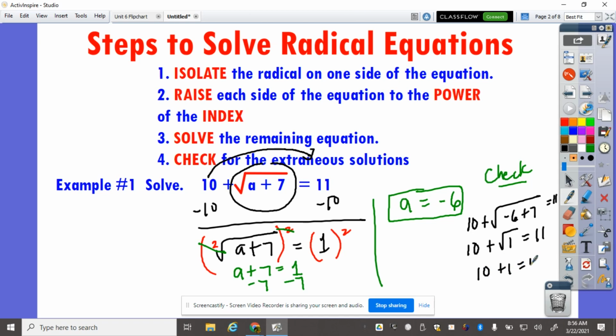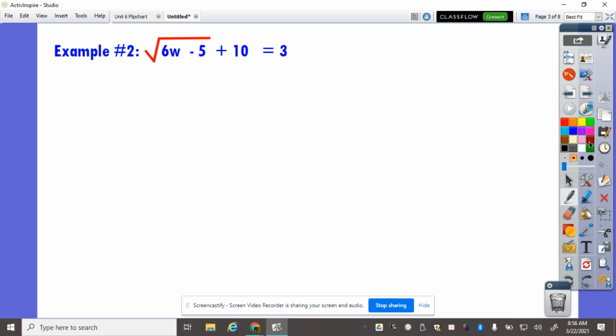So 10 plus 1 is equal to 11. In this case, 11 equals 11. That is a true statement. So the answer a equals negative 6 is correct. Okay, so we do not have an extraneous solution here. So our answer a equals negative 6 is correct. Kaboom. Let's go to the next one.